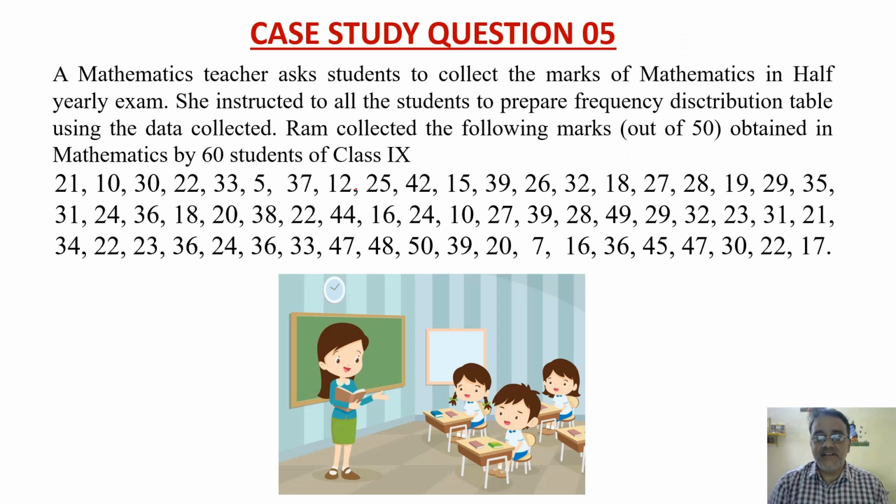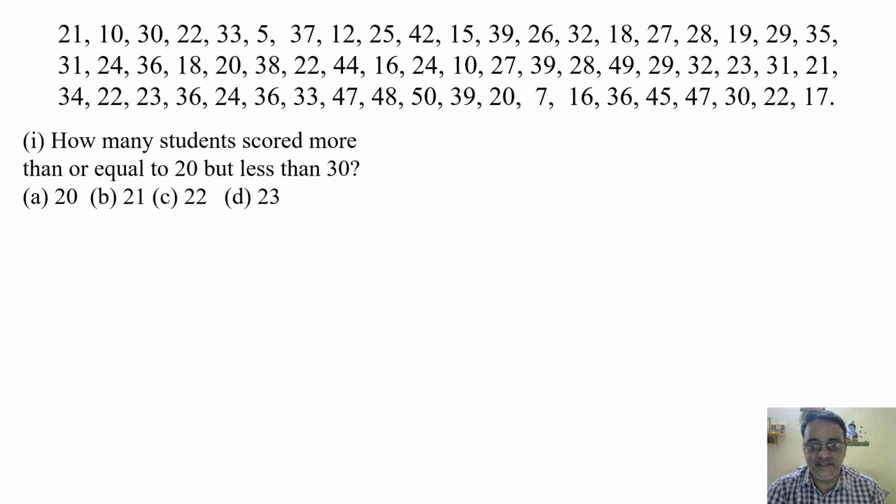Now we are moving toward the next case study question. A mathematics teacher asks students to collect the marks of mathematics in the half yearly exam. She instructed all the students to prepare a frequency distribution table using the data collected. Ram collected the following marks out of 50 obtained in mathematics by 60 students. Total frequency is 60 students of class 9th. So these are the marks collected. Now we have to first make a table based on this. So how many students scored more than or equal to 20 but less than 30?